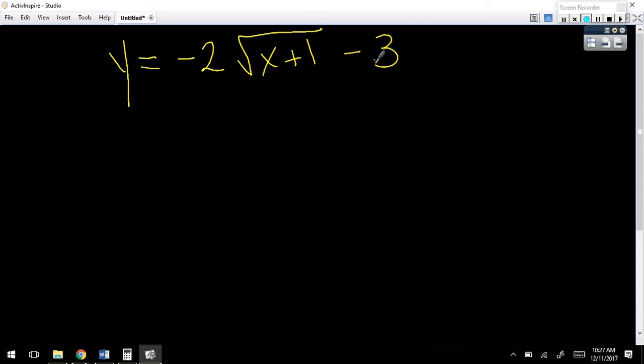Oh, wait. I forgot already. All right. Looking at this equation, should it open up or down? Down. Down, because the 2 is a negative. Good job. All right, so my start point, what are the coordinates of my start point, Kevin?